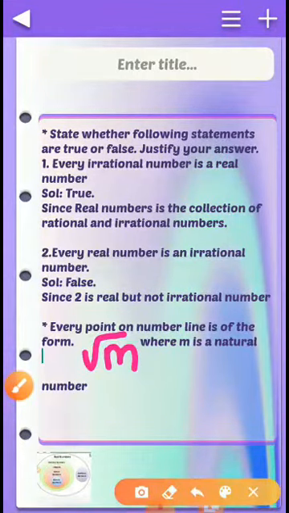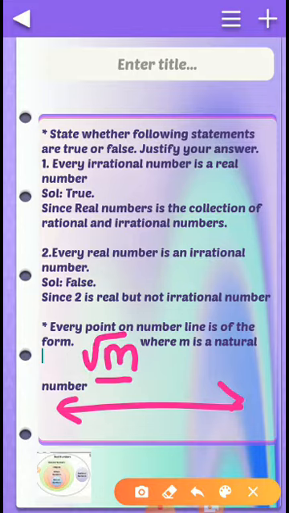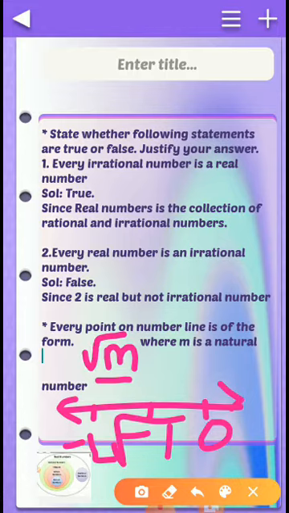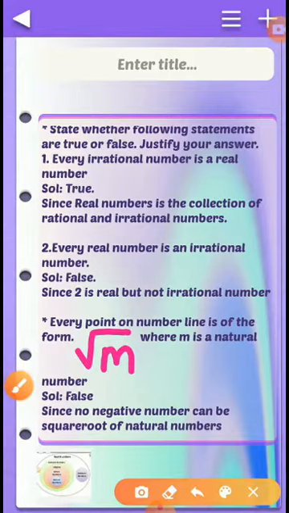Okay, next question. Every point on the number line is of the form root m, where m is a natural number. See what it is? Now, on the number line, do we have only natural numbers? No, we have negative numbers as well. Suppose this is 0, and on the left-hand side, here it is -1, -2. Can I take the square root of a natural number and get -1? No. So that is not true. So we can say false, since no negative number can be the square root of a natural number. Hope this is clear.